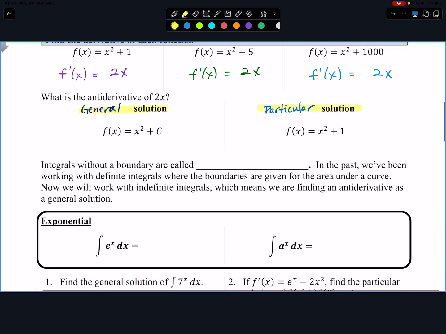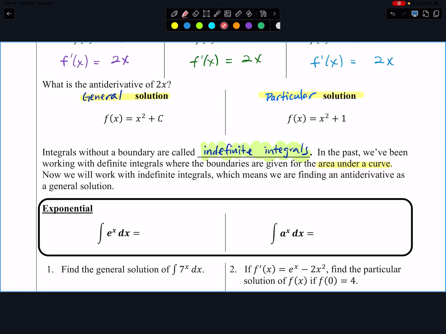Okay? So we've talked about definite integrals. Integrals without a boundary are called indefinite integrals. So understand that these are integrals if there's no bounds, if it's just blank. Okay? So in the past, we've been working with definite integrals when I do give you the boundaries because that helps us find the area under the curve. Now we will look at indefinite integrals, which means we're just finding an antiderivative.